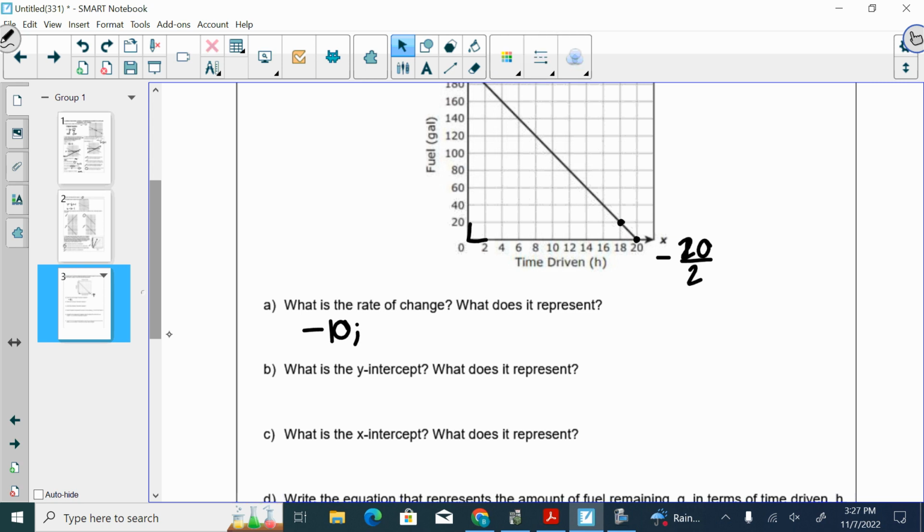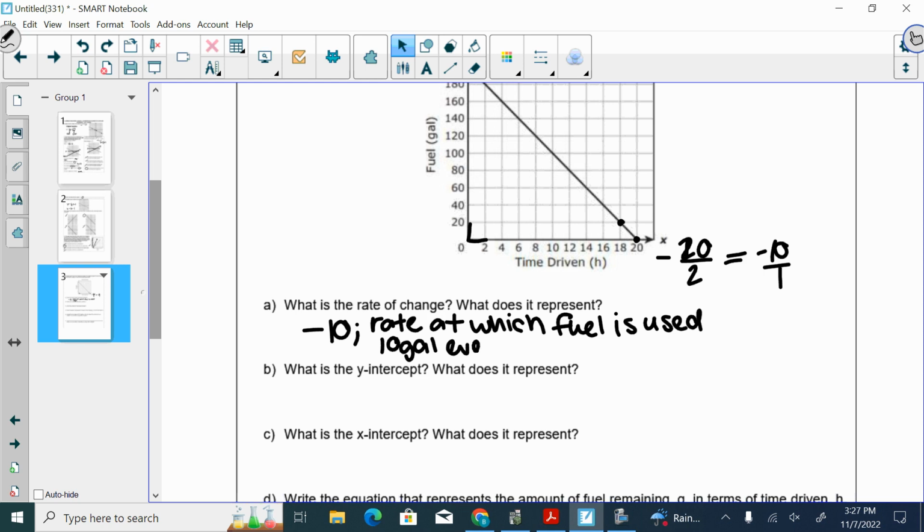Well, you guys told me that the 20 was numbers of gallons, right? And then the time was 2 hours. So this is the rate at which fuel is used. Specifically in this one, we said 10 gallons whenever we simplify, right? Just simplify to 10 over 1. 10 gallons every hour.